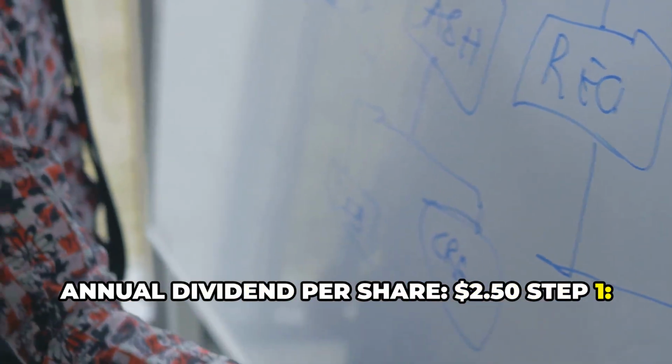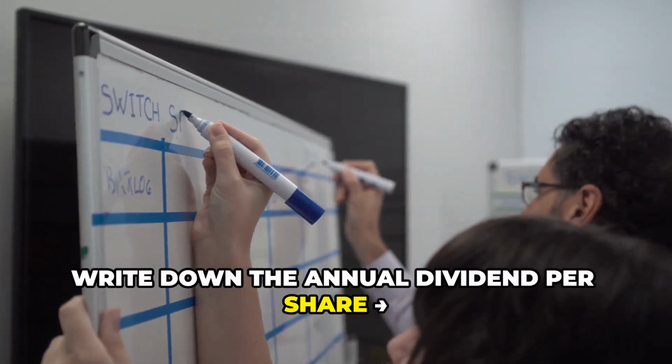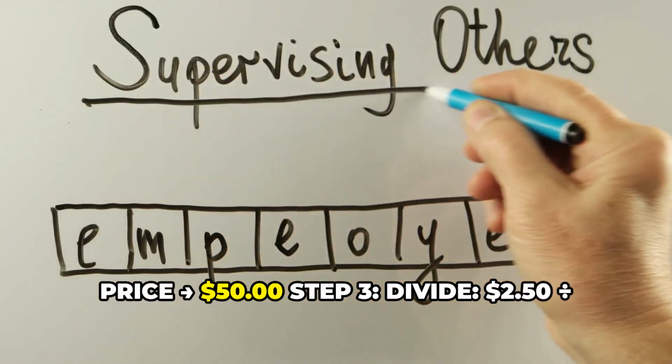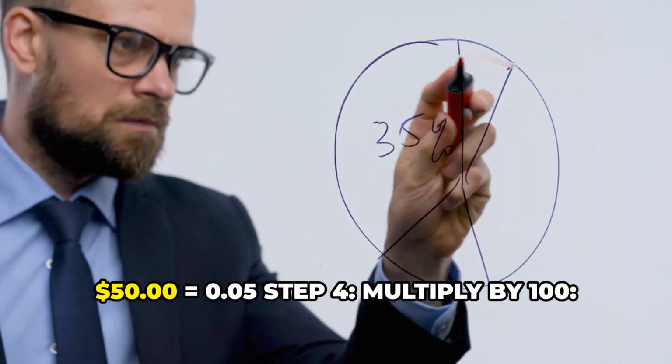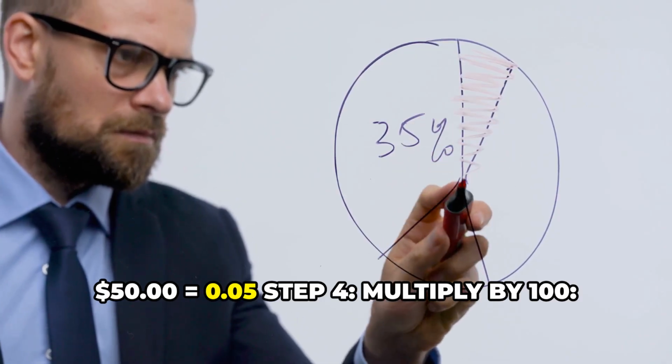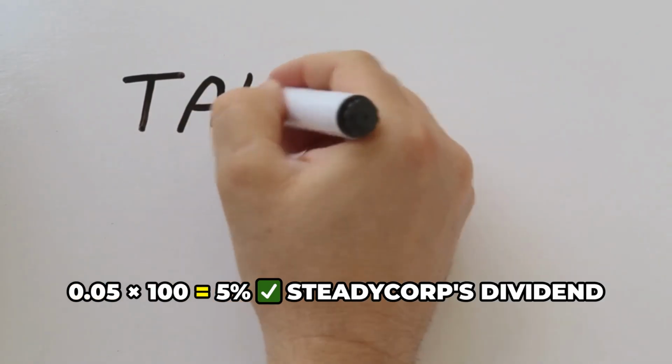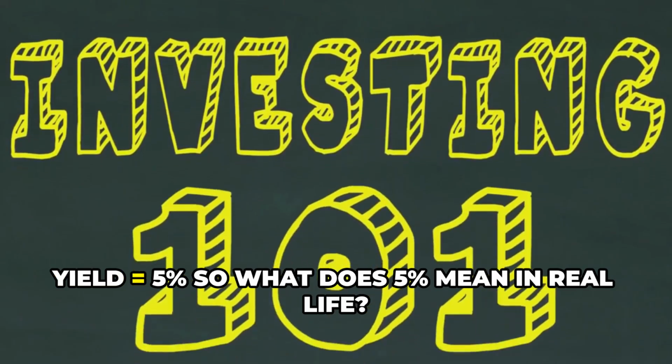Step 1. Write down the annual dividend per share, $2.50. Step 2. Write down the current stock price, $50. Step 3. Divide 2.50 by 50, which equals 0.05. Step 4. Multiply by 100. 0.05 times 100 equals 5%. Steadycorp's dividend yield is 5%.